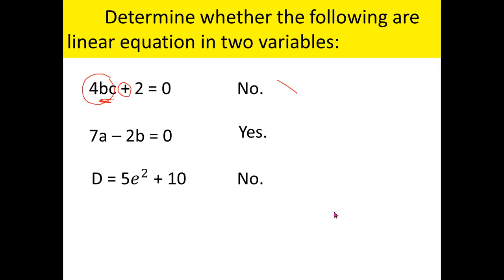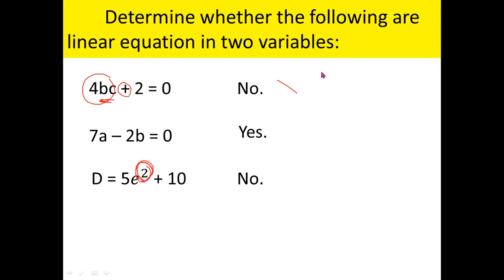Okay, because the exponent there is 2. So this is already a quadratic equation, but we are after only linear equations in two variables. Take note, the highest power is 1, but here we have a square. So therefore, this is already a quadratic equation. Again, that is not.